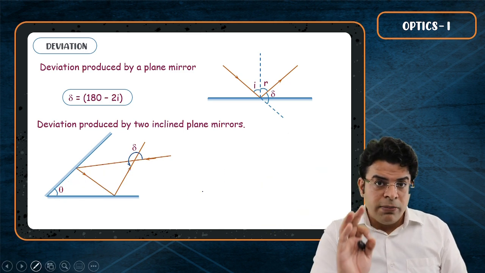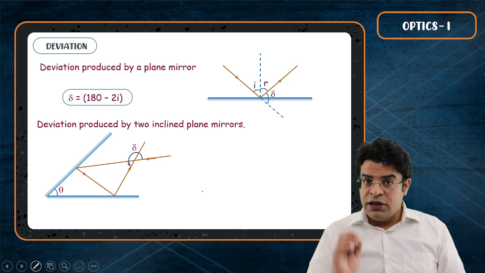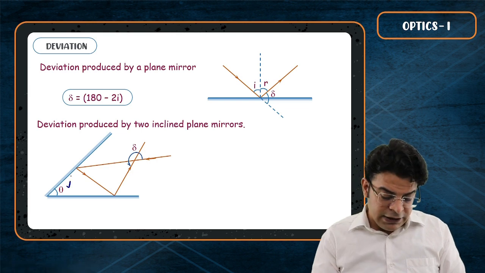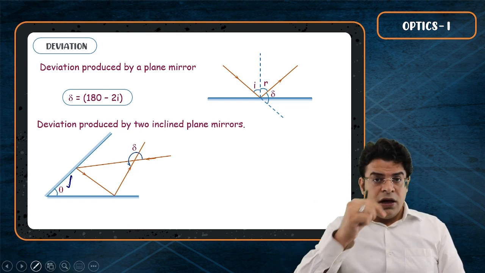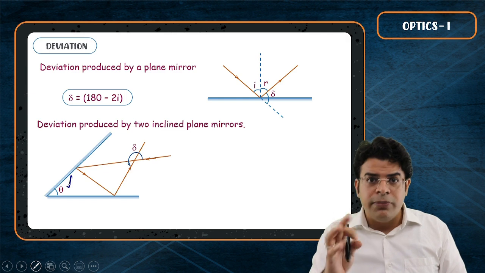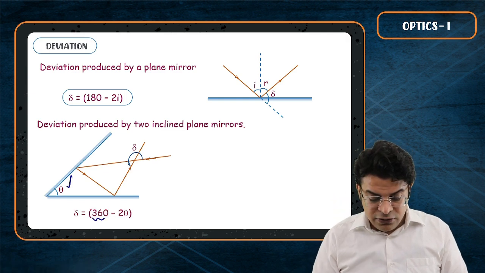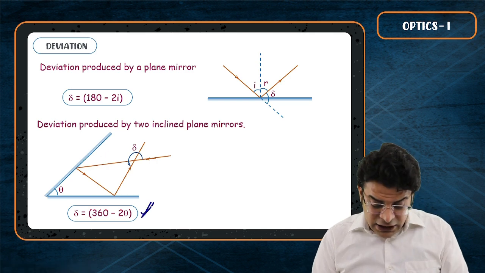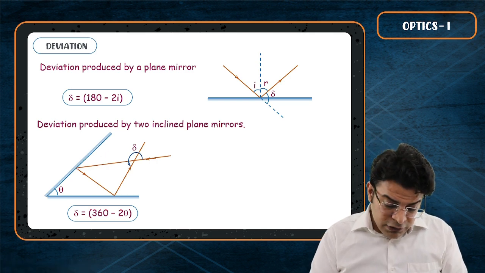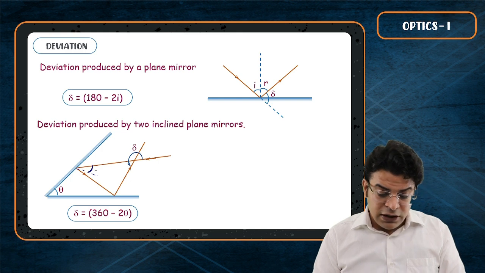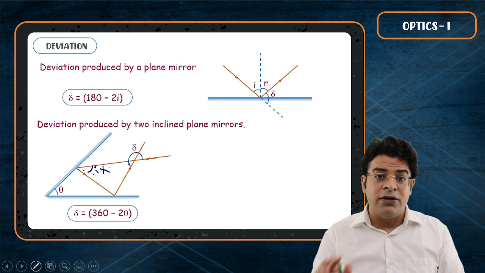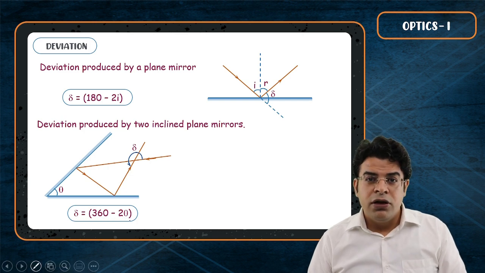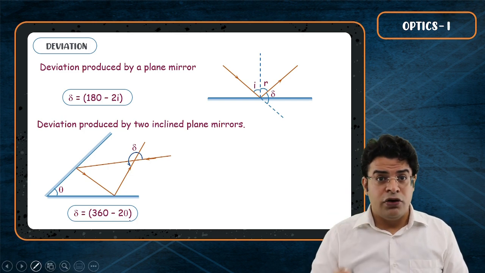So you need to remember this result. The deviation produced by two plane mirrors inclined at angle theta, when a ray of light undergoes reflection from both the mirrors once, is given by 360 minus 2 theta. And notice that this result is independent of the angle of incidence. What is the angle of incidence? It doesn't matter. The deviation produced will be 360 minus 2 theta. So now comes one very important case.